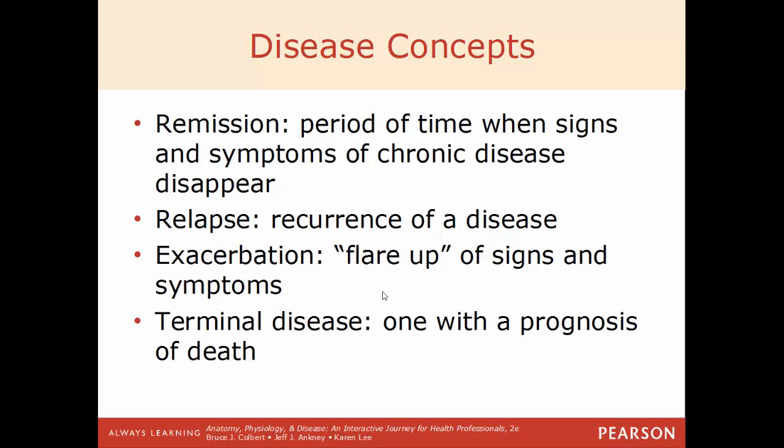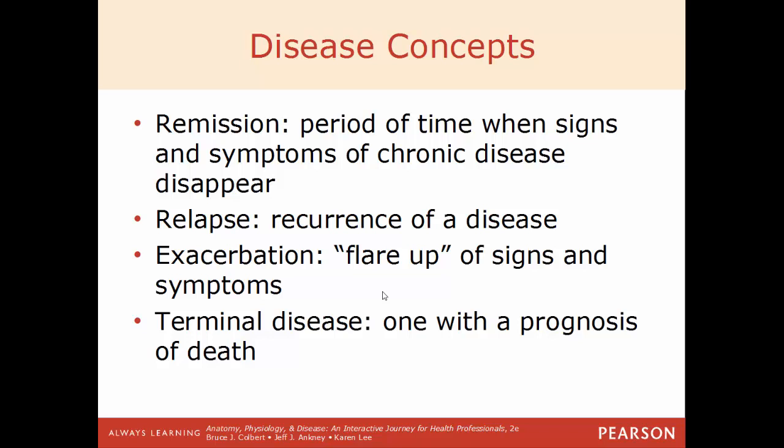Remission, it's the period of time when signs and symptoms of a chronic disease will disappear. You often hear this with people who have cancer, for example. Once they go into remission, the signs aren't present anymore, which is good. And then relapse, the recurrence of disease. Of course, you really don't want this to be a common thing, because that means the treatment will have to change. The prognosis could be different at this point.